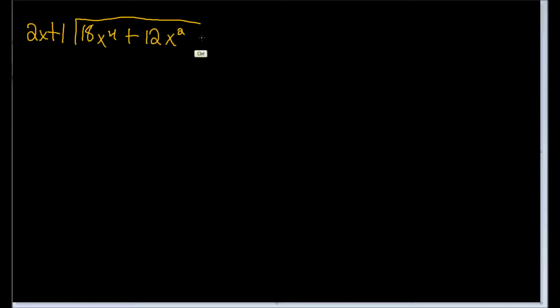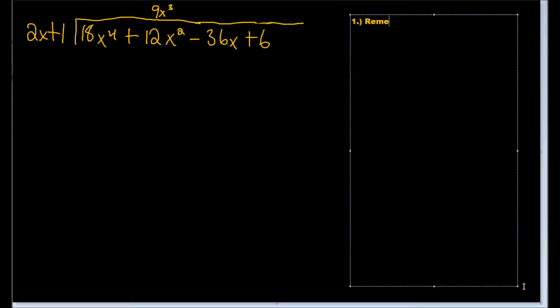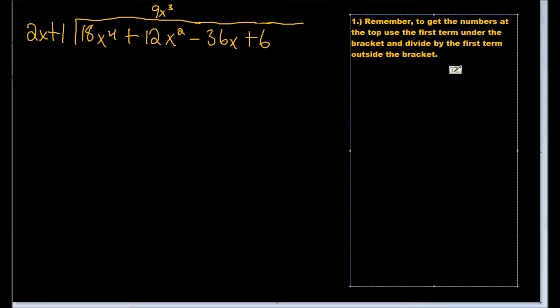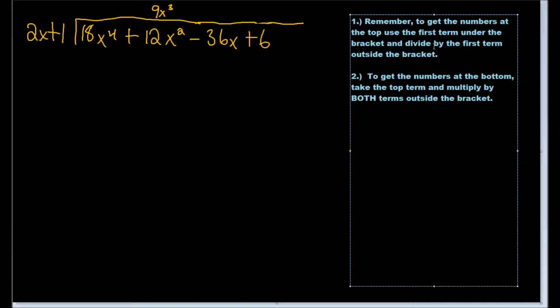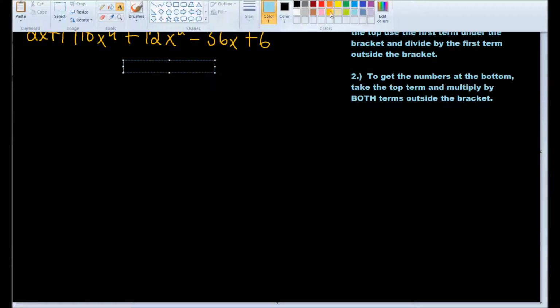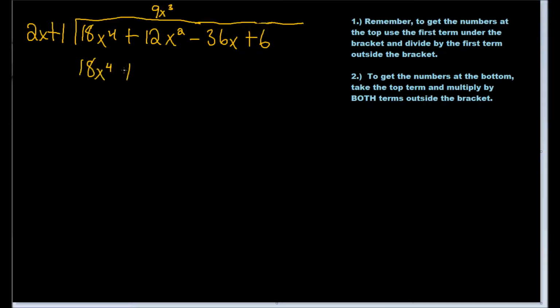The numbers at the top, or the quotient, are derived from taking the sequential terms of the dividend and dividing them by the first term in the divisor. So for the first one, you have 18x to the fourth divided by 2x, which is going to give you 9x cubed.